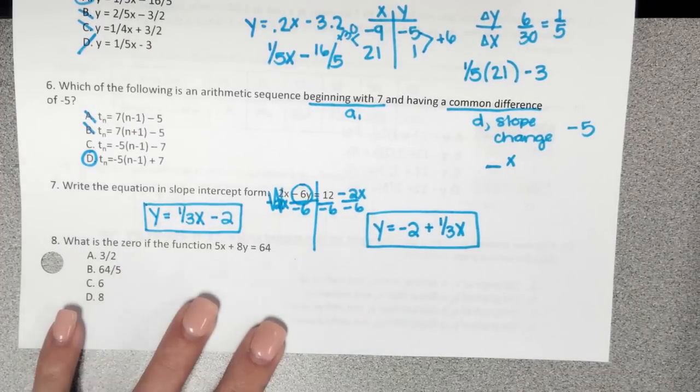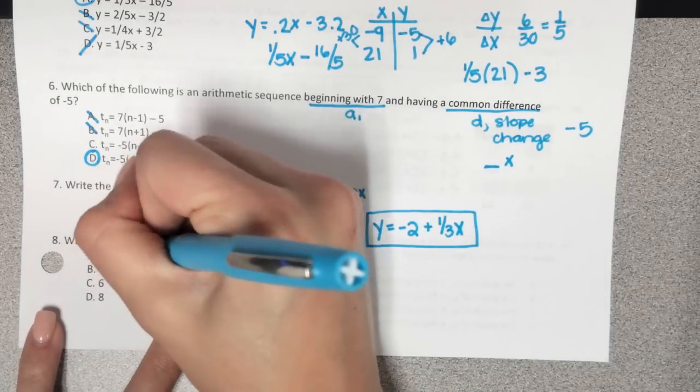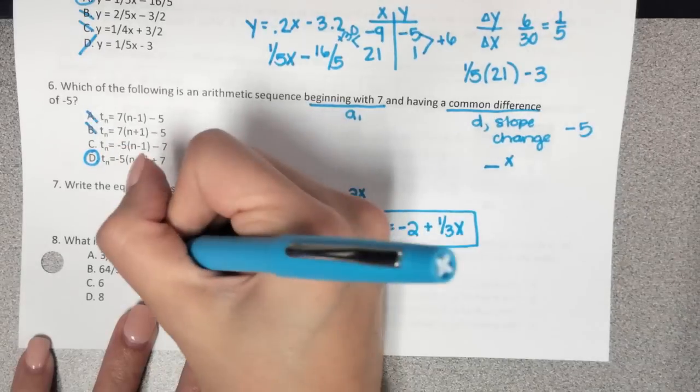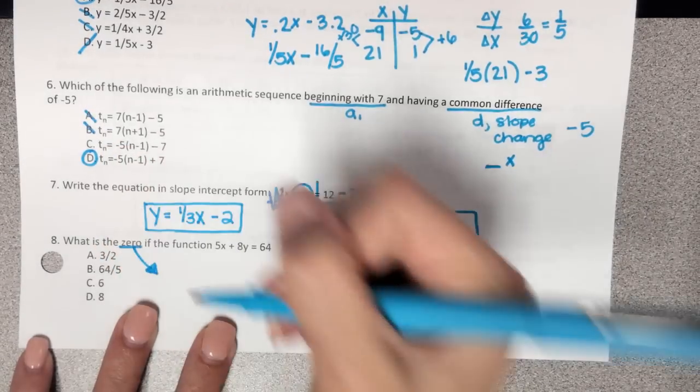What is the 0 of this function? Well, to be able to answer this, you've got to know what a 0 is. Anyone in the class know what a 0 is?